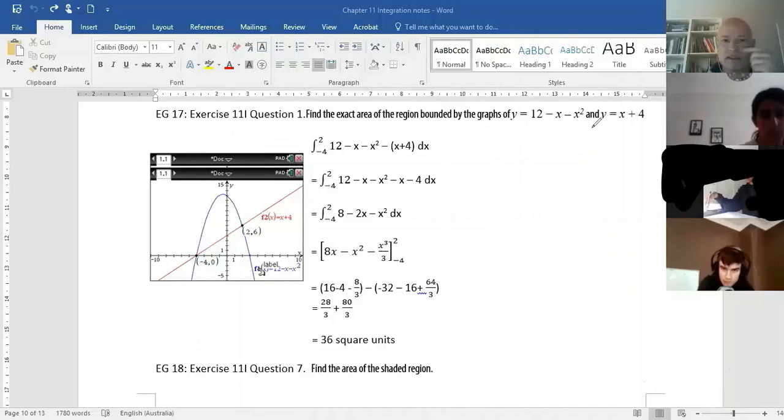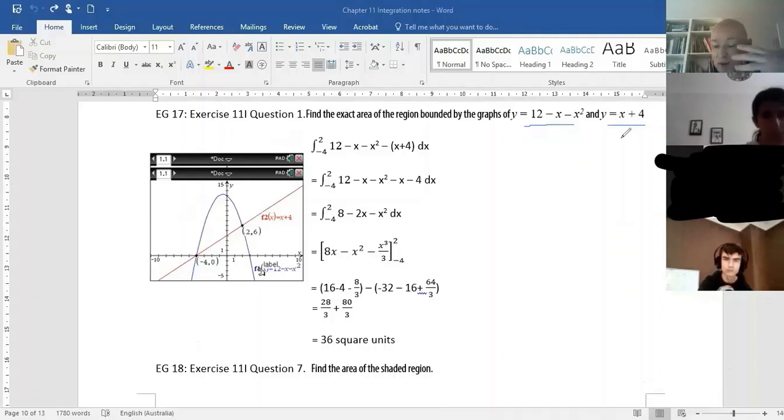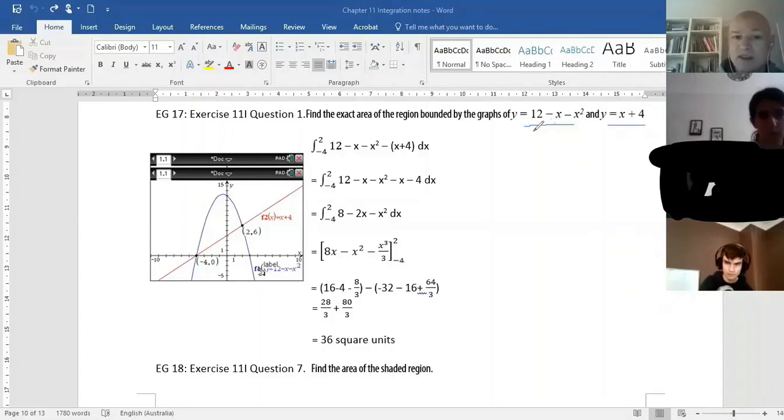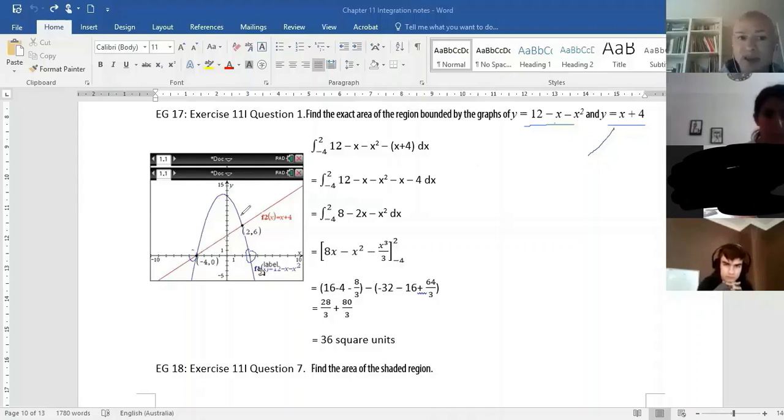All right, this is 11I question 1, and it says, find the exact area of the region bounded by the graphs of y equals 12 minus x squared and y equals x plus 4. So you need to sort of have in your mind or sketch it very quickly what these graphs look like. So we know that this is an inverted parabola, so I've quickly sketched them. We know that that is (3, 0) and (negative 4, 0). And we know that this is a straight line, and we can quickly sketch that. It's only to determine which graph is on top. In this case, we can see that the parabola is on top.